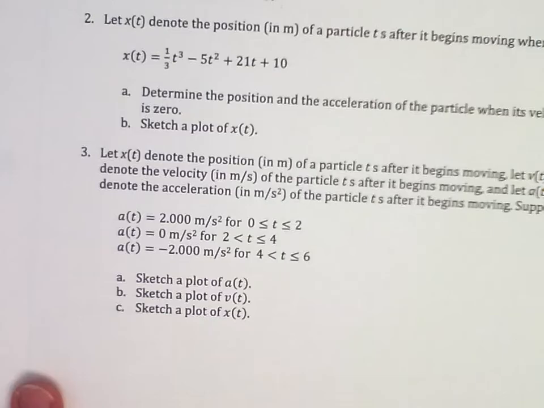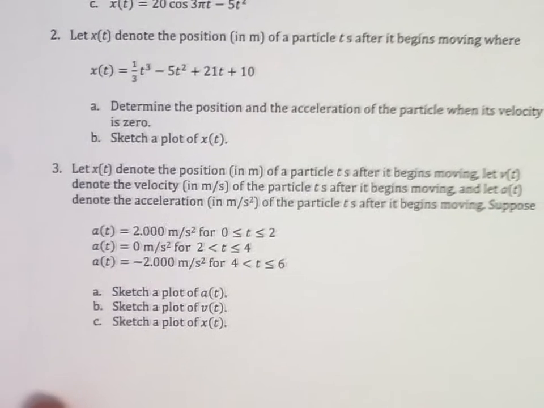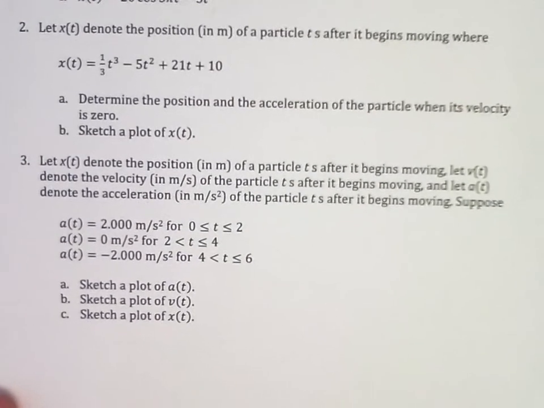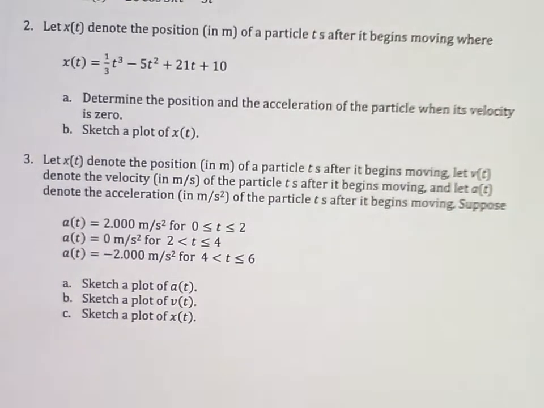Okay, so we continue on with our class examples for derivatives. Example 2 says that, again, let x of t denote the position of a particle in meters, t seconds after it begins moving, where this time our function is x of t equals 1/3 t cubed minus 5t squared plus 21t plus 10. The things we want to determine here are the position and acceleration of the particle when its velocity is 0, and to sketch a plot of x of t.